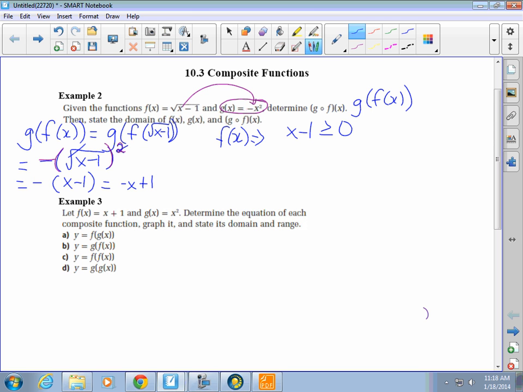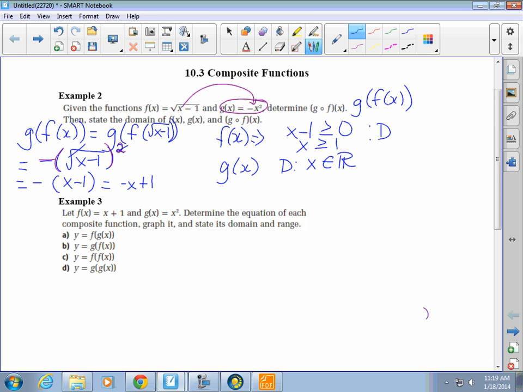So x minus 1 has to be greater than or equal to 0, because if we put a negative value in there, we're going to have a negative under a square root. So that means that x has to be greater than or equal to 1. So that is my domain for the f(x). For the g(x), my domain, I can put any value that I want in there. So x is an element of real numbers.